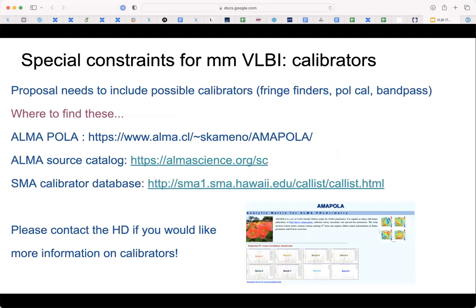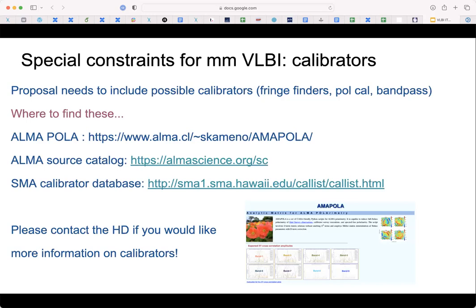So, more special constraints on calibrators were already mentioned. The calibrators need to be selected, especially for the phasing. But it's always good in your proposal to mention more calibrators, especially if you know there are good fringe finders nearby, polarization calibrators. If you're already aware of nearby strong calibrators, please do mention them in your proposal.